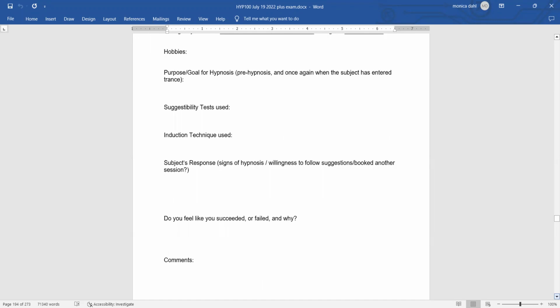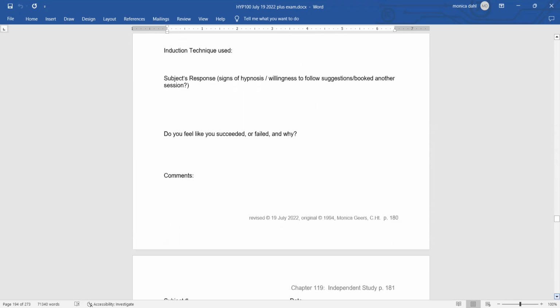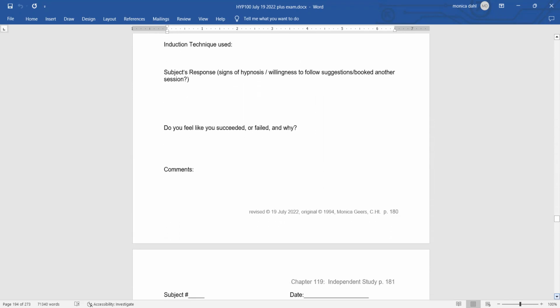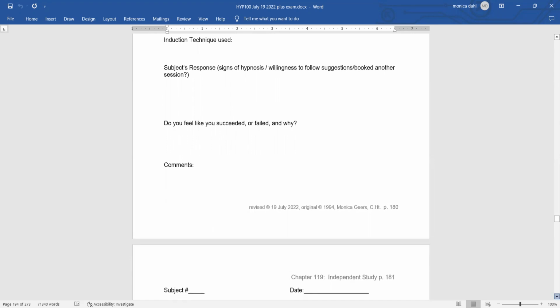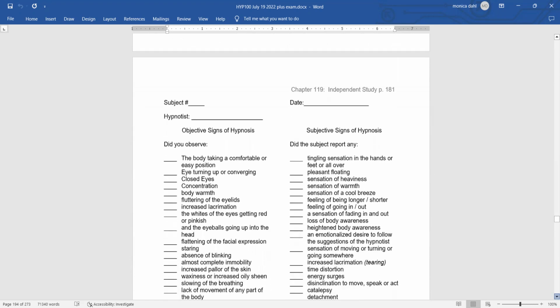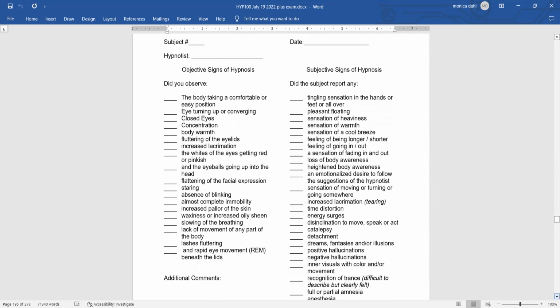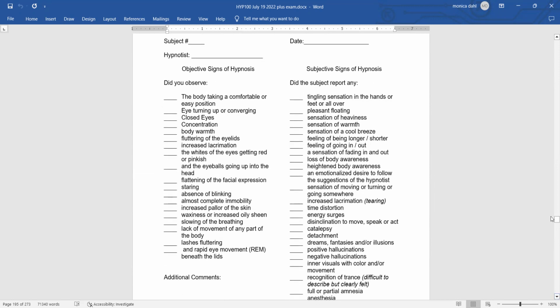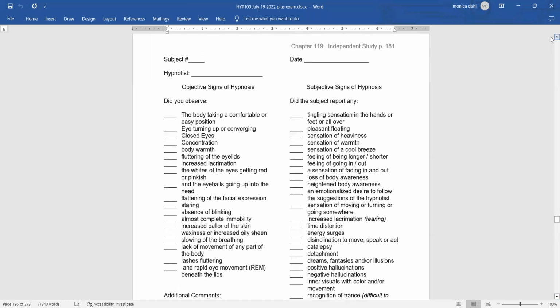And then at the end of your session, you write on this side, do I feel like I succeeded or failed, and why? And any additional comments, any ideas, thoughts, feelings, words, or phrases that summarize your experience. On the flip side of this page are two columns. You'll want to write down the subject number. If this is you, write down subject number 1. And this way you can just have discretion with your records. The date and who's the hypnotist. You can write me. I'm hypnotizing myself.